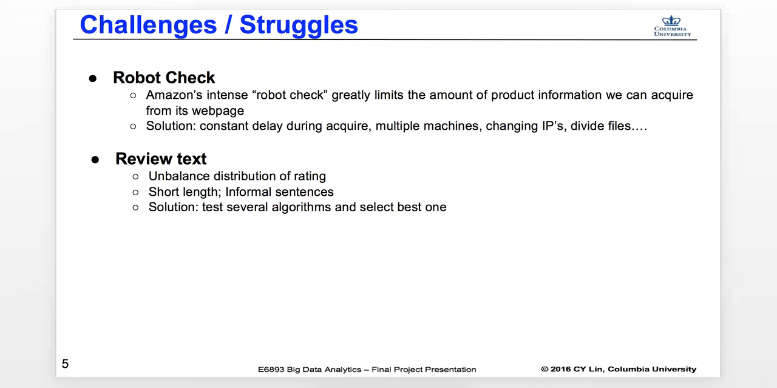And also for the review text, it has an unbalanced distribution of rating. For most of the products, it has 80% positive reviews. And also the review texts are quite short, and it has a lot of informal sentences, so we have to test several algorithms to select the best one.